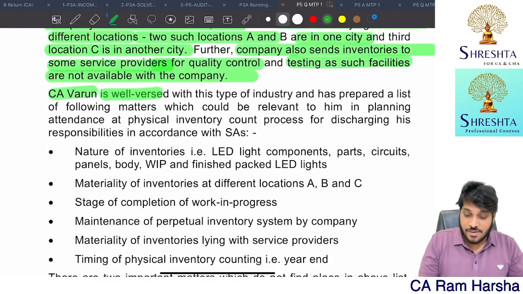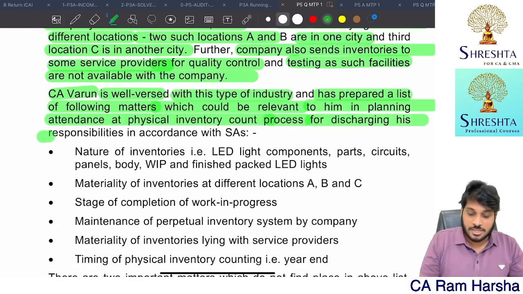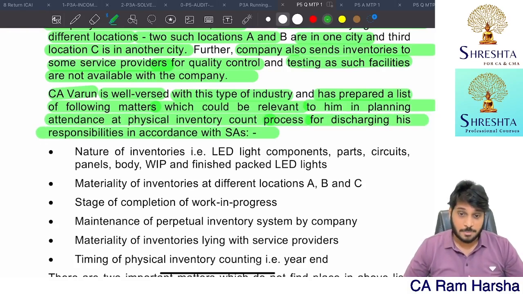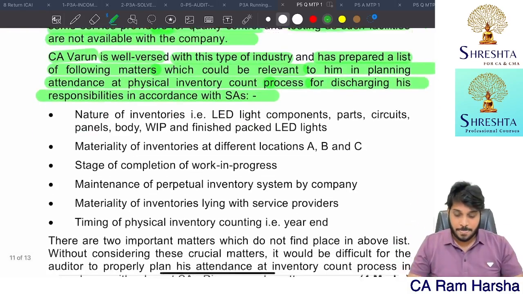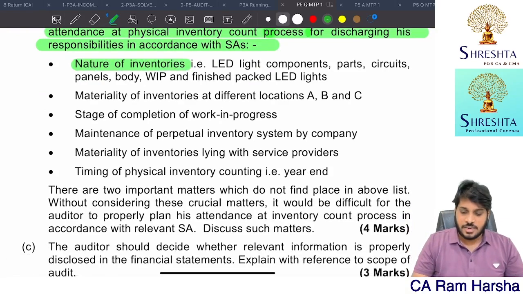CA Varun is well versed with the type of industry, so he has very good knowledge of the industry, and prepared a list of the following matters which could be relevant to him in planning attendance at the inventory count process for discharging his responsibility. He has prepared a checklist of items to verify. So he wants to check the nature of inventory. Is it LED lights, parts, circuits, panels, work in progress, finished goods? And the materiality of inventories.